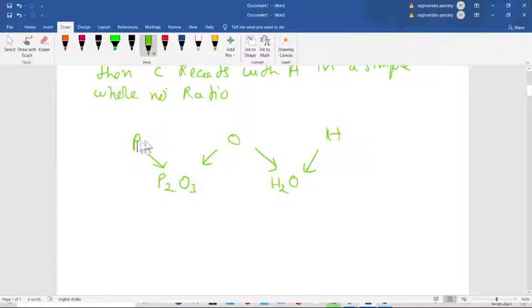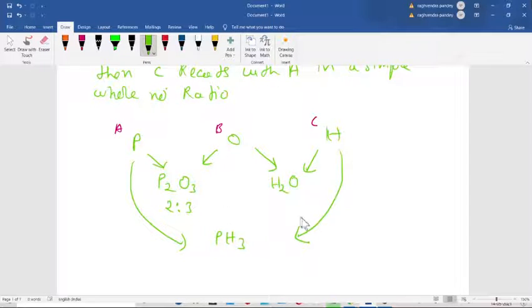Suppose you can take these as A, B, C. Now A and C will react, meaning phosphorus and hydrogen will react to give PH3. So again that is a simple whole number ratio, 1 is to 3. That is basically what this means.